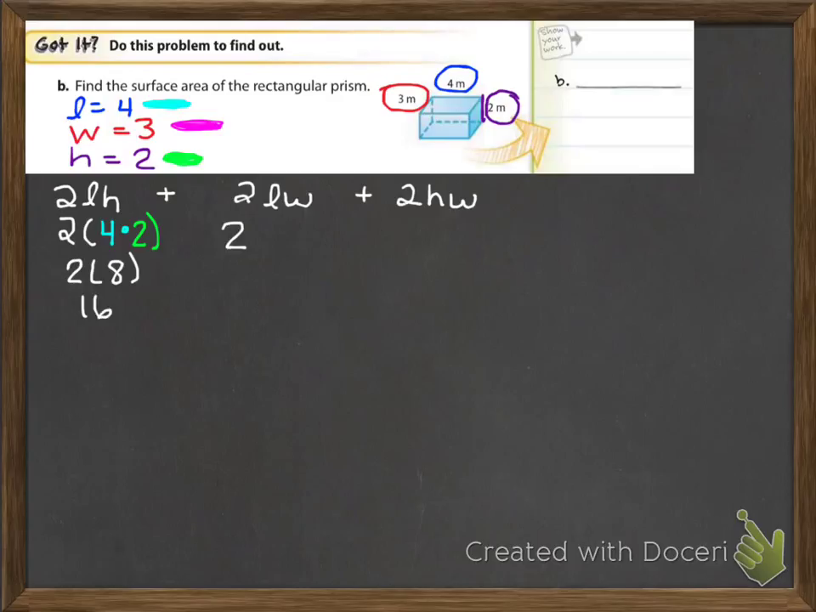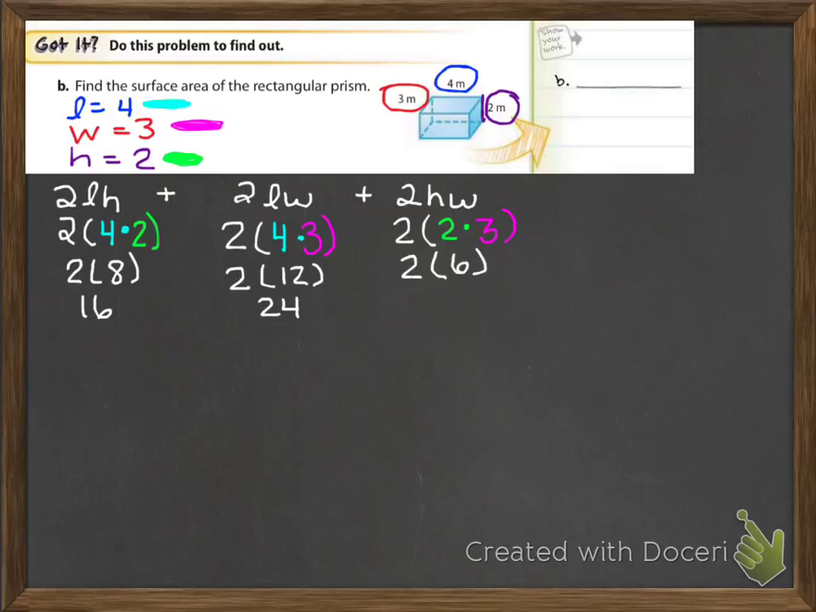Now for the next one, you have 2 times the length times the width. So as you can see, we have 2 times 4 times 3, which is actually 12. And 2 times 12 is going to give you 24. And the last one is 2 times the height times the width, which gives you 2 times 2 times 3, which is 6, and 2 times 6 gives you 12.